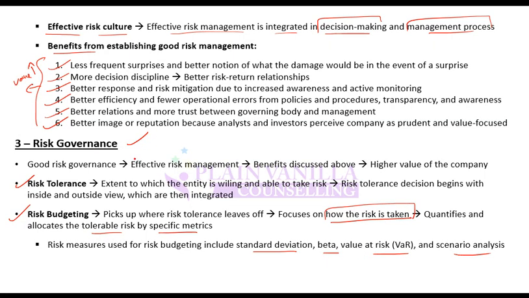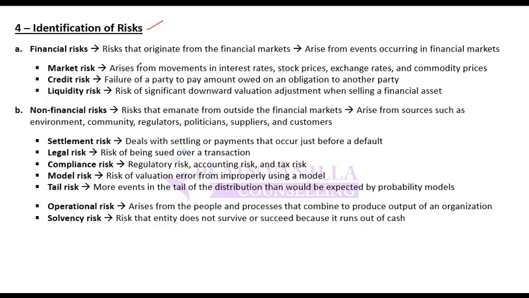So once you are done with risk governance, then comes identification of risk. When you are identifying risk, you need to know what is the nature of the risk. So risk can be of two types: financial and non-financial. Financial risk include market risk, credit risk, and liquidity risk.